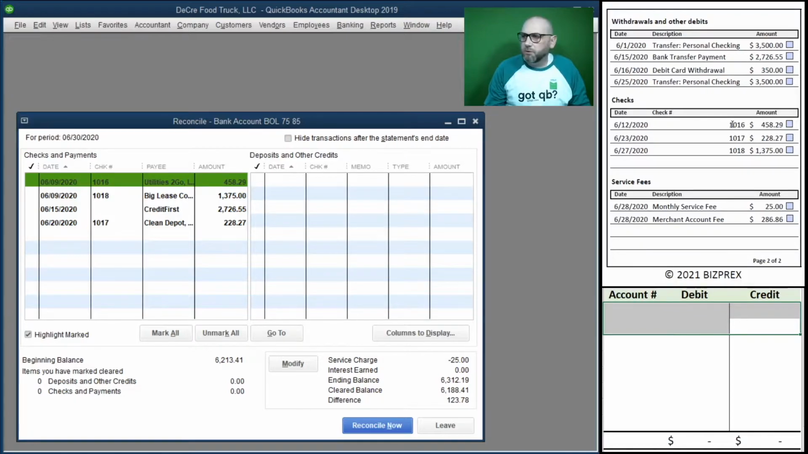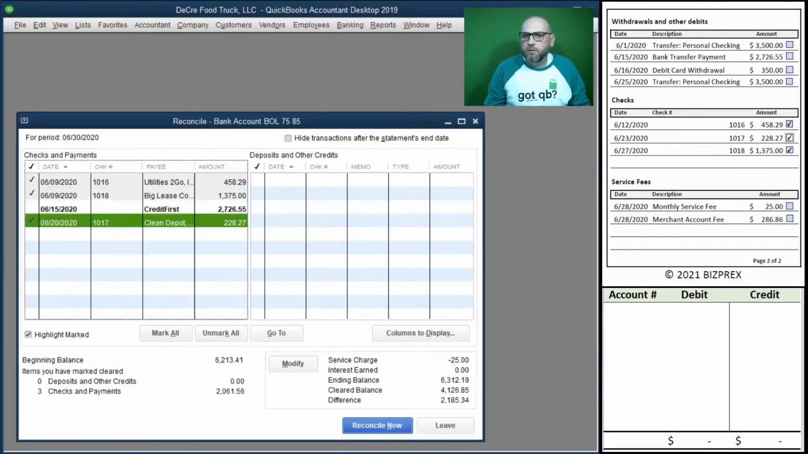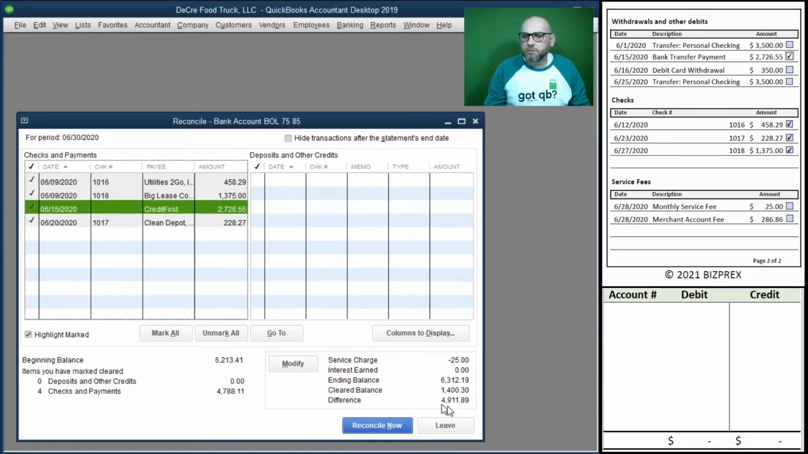Here we are. We don't have all of our entries, but we have some of them, right? So we have our checks. Let's go ahead and reconcile those. And we have our credit card payment. All right, we still have a difference, and the reason is we have some transactions that haven't been booked. We'll have to book them off statement, right?